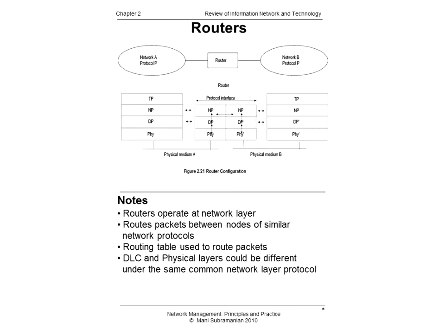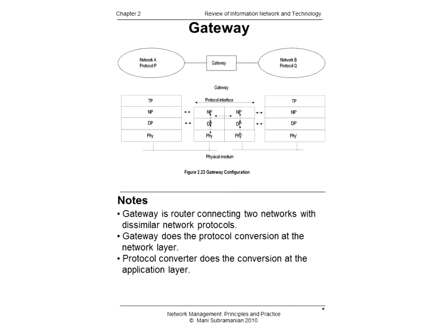Then DLC. DLC stands for data link control. And physical layers could be different under the same common network layer protocol. So if you remember, we have used spanning tree and different ways by which we create the routing table.